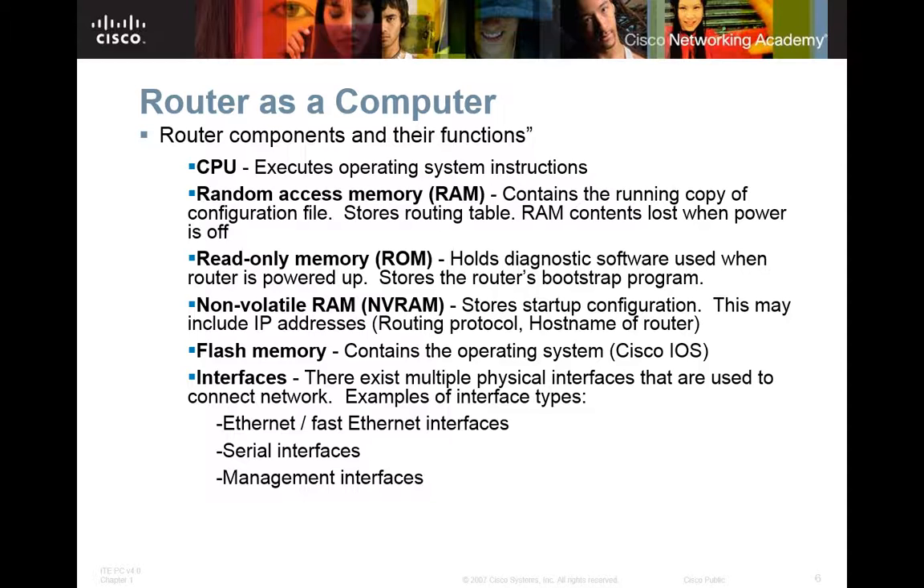Then you have non-volatile RAM, which just holds your startup configuration file, and it can include your host name, your IP address, things of that nature for your router. What does NVRAM do? It is just a little ROM chip, essentially, that helps to boot into this environment on the IOS. Flash memory contains the Cisco IOS, or your router's IOS, and then your interfaces. You can have WANs, serials, Ethernets, console or auxiliary ports, which are what we call management interfaces. Everyone kind of get an idea of that?